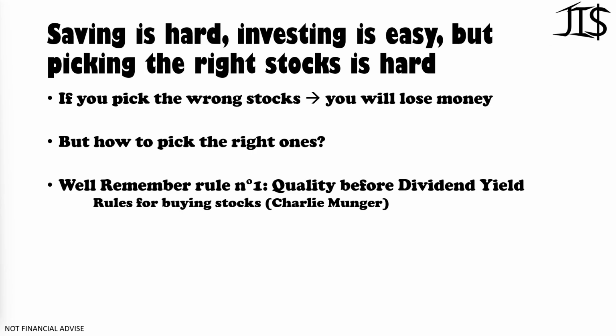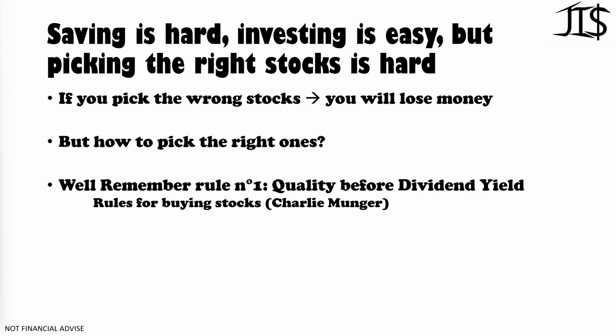But remember what Charlie Munger said, the first rule of dividend investing, and that is that you should always go for quality before dividend yield. I'm a dividend investor, but I don't buy a stock because it gives 7% dividend yield. I buy a stock because it is a good quality stock, and if it then happens to give a dividend yield of 7%, that's really great, but I'm not investing it for that 7%. I'm investing it for the dividends, plus the main reason is it's a very good company.